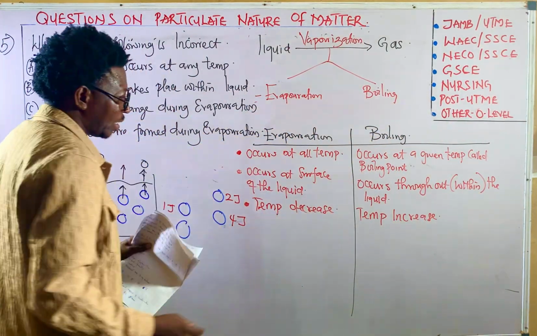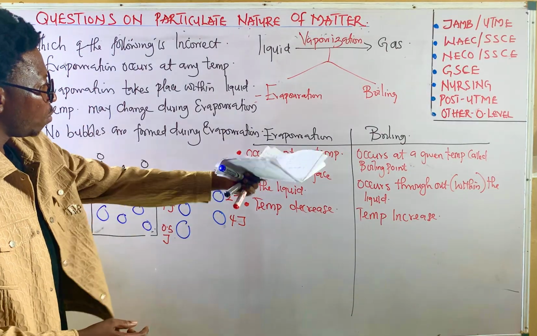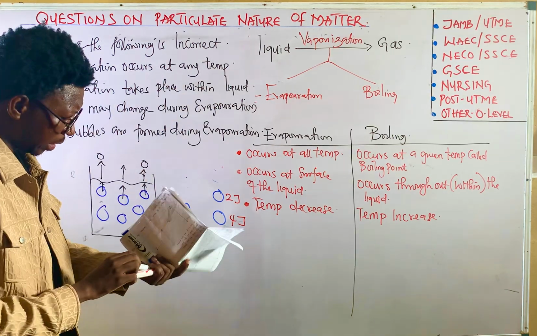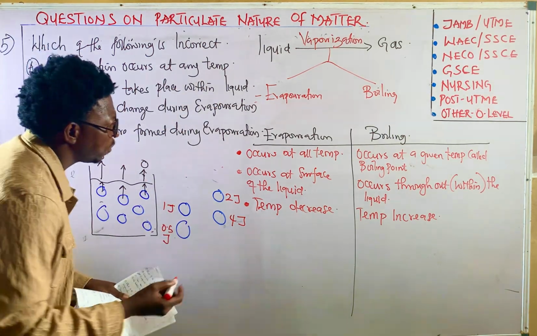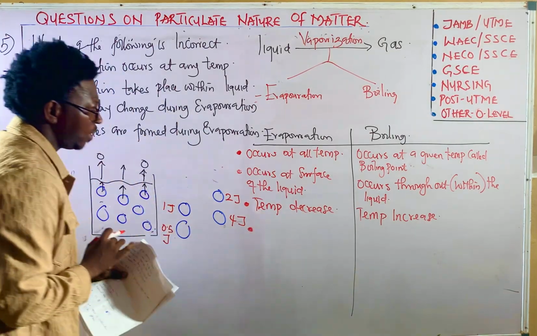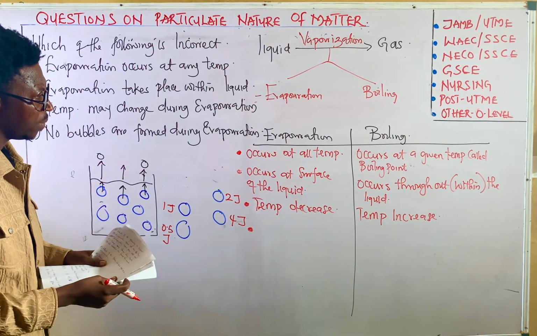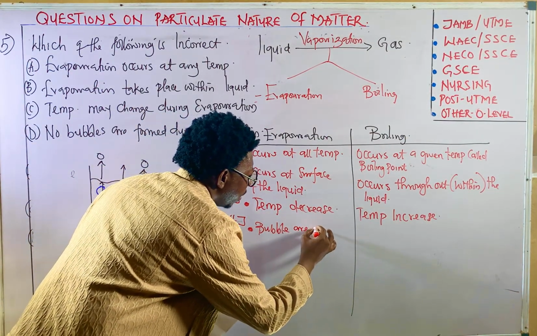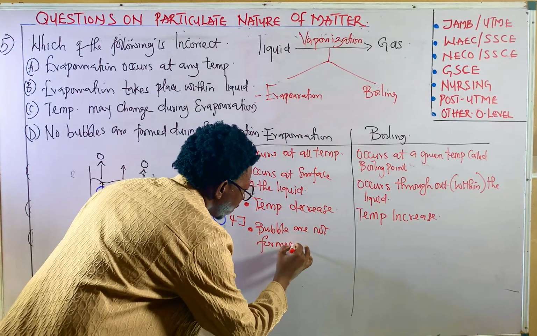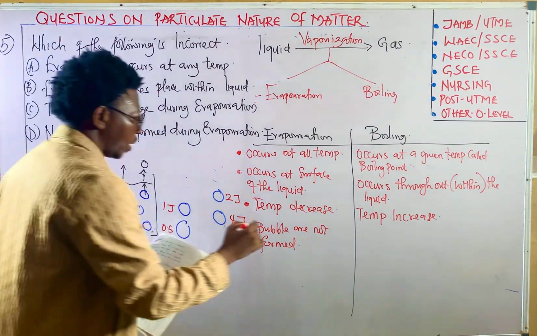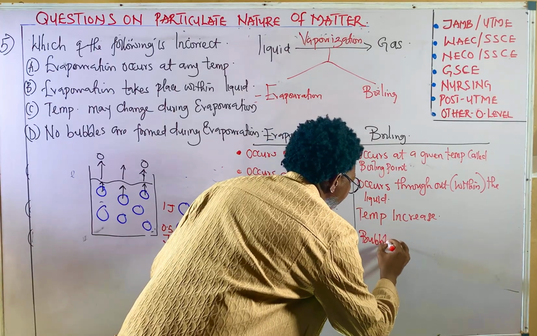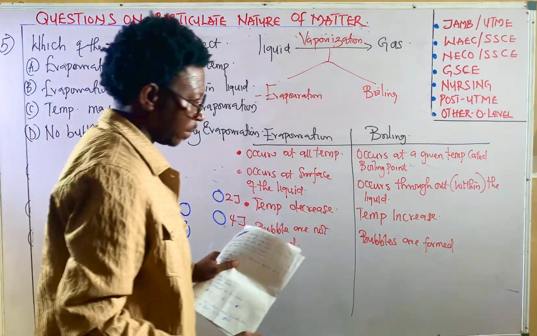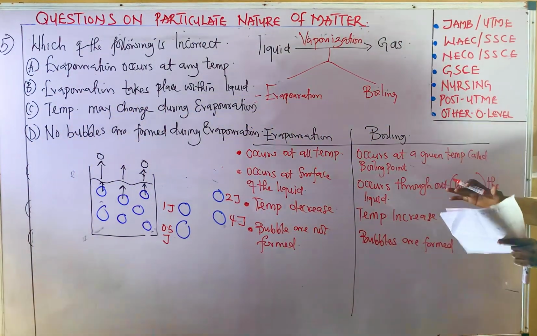So temperature decreases during evaporation, but temperature increases and gets to a certain point during boiling. So the next difference between evaporation and boiling is that bubbles are not formed during evaporation. However, bubbles are formed during boiling.